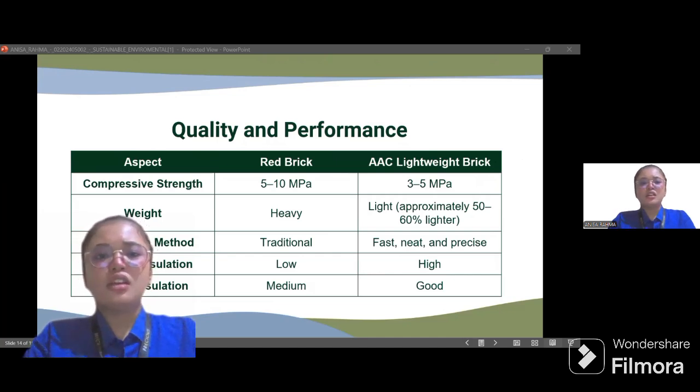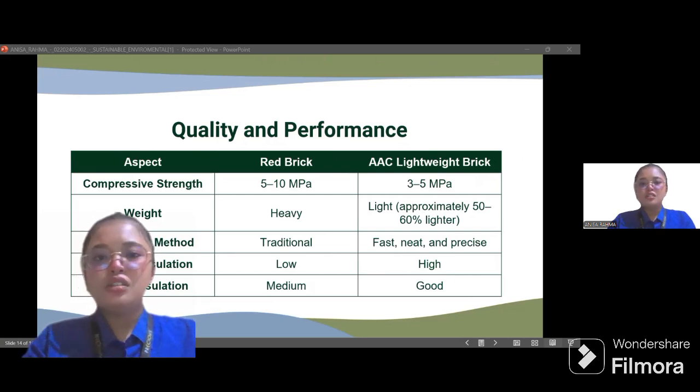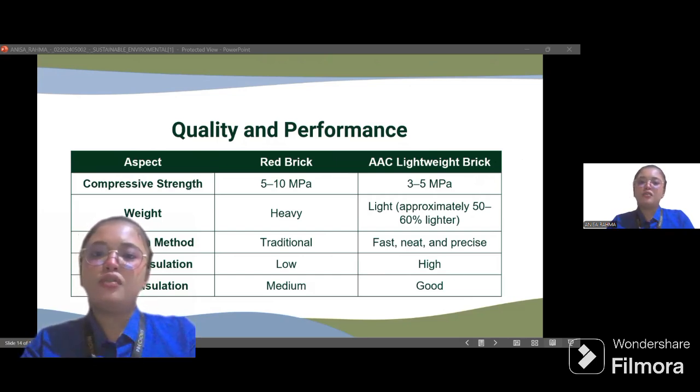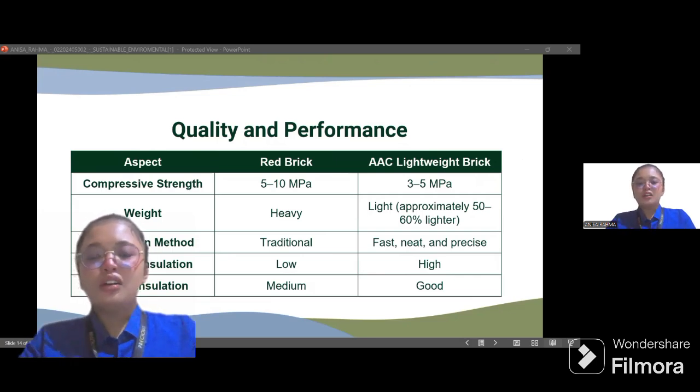The next is sound insulation. Red bricks offer moderate sound insulation. While they can reduce some outside noise, walls made from red brick cannot completely block noise from the external environment or from other rooms within the building. AAC bricks, with their porous structure and more consistent thickness, offer better sound insulation than red bricks.